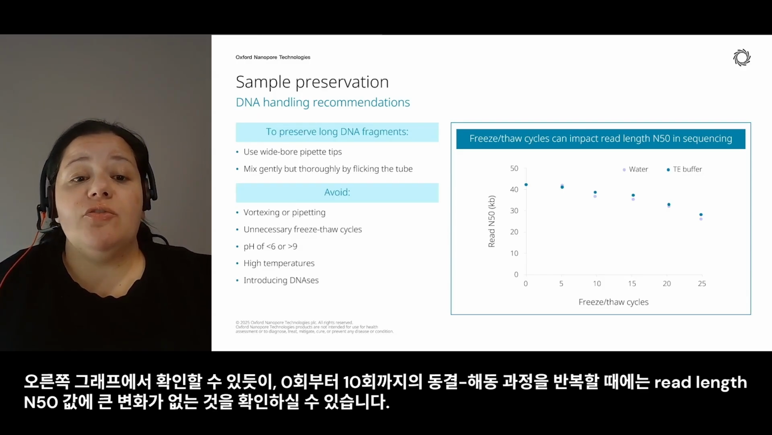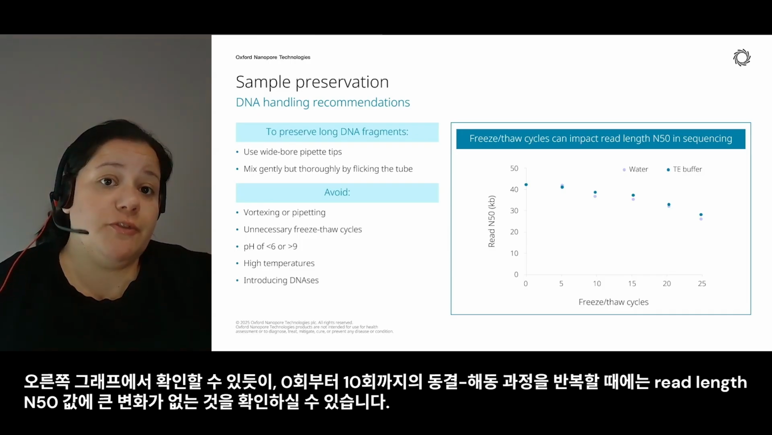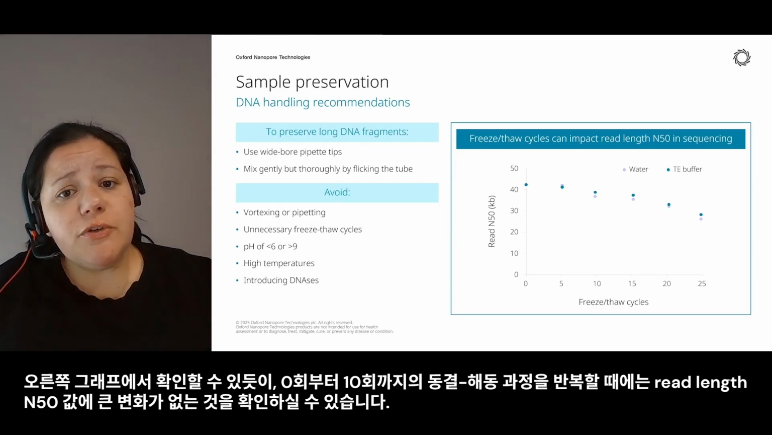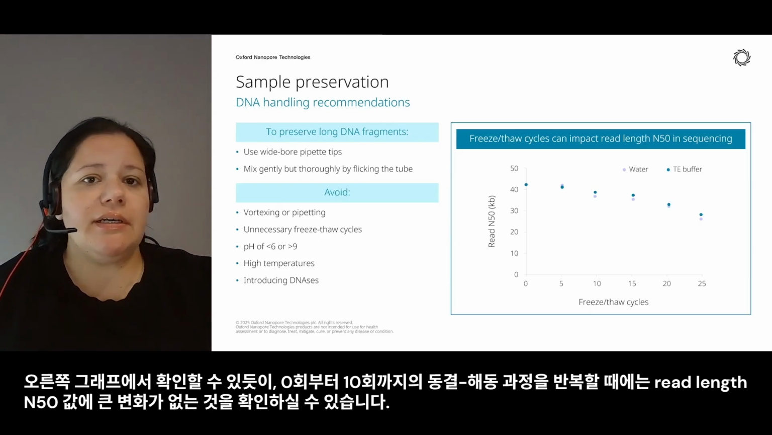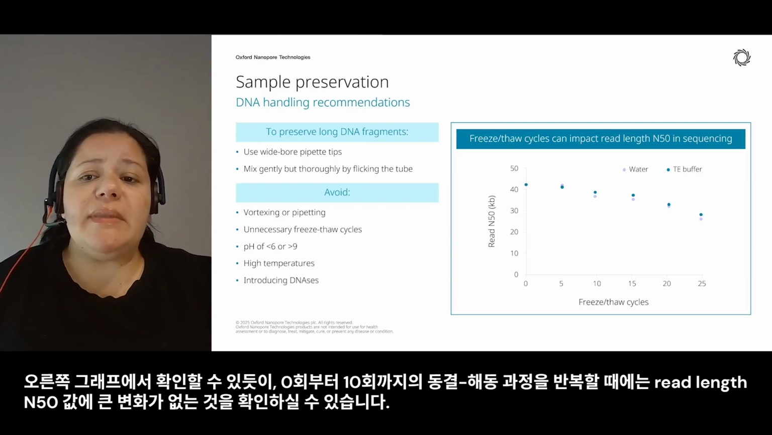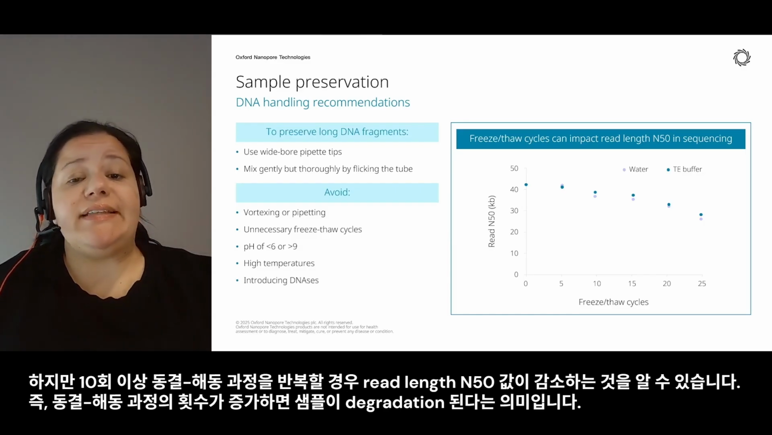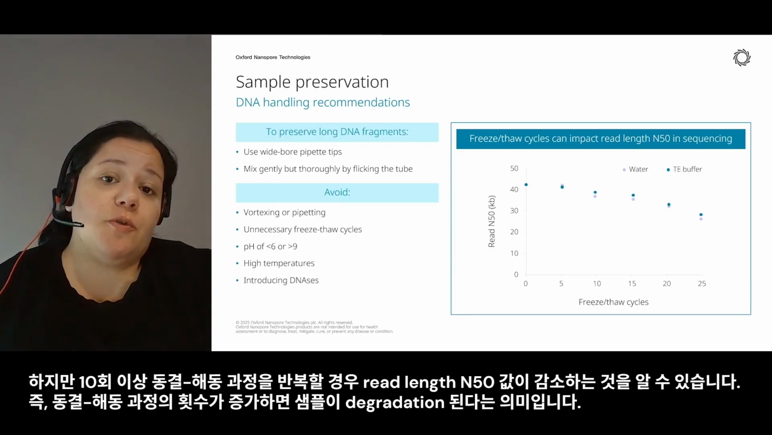And as you can see on the right, we've tested the effects of freeze-thawing as well. So up to 10 freeze-thawing cycles, we didn't really see a big change in the fragment length, but after that, the fragments start getting shorter, which means that the sample is degrading with freeze-thawing cycles.